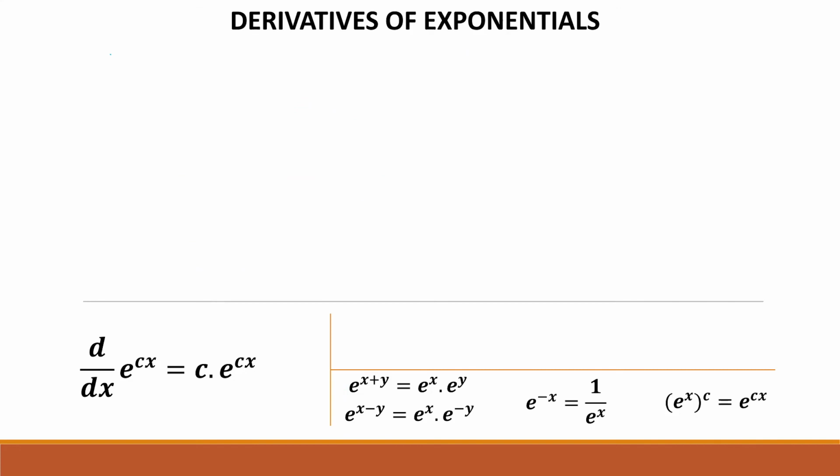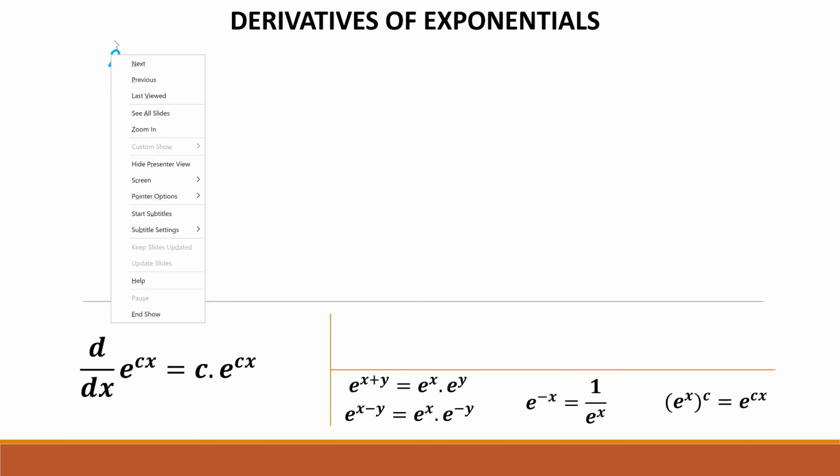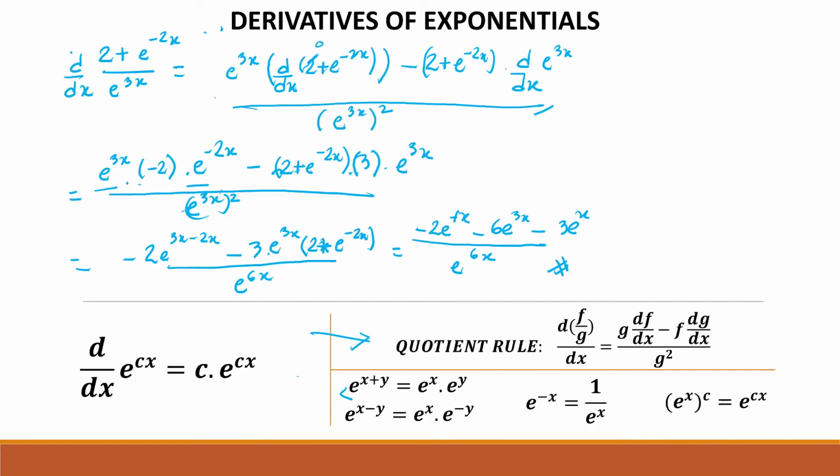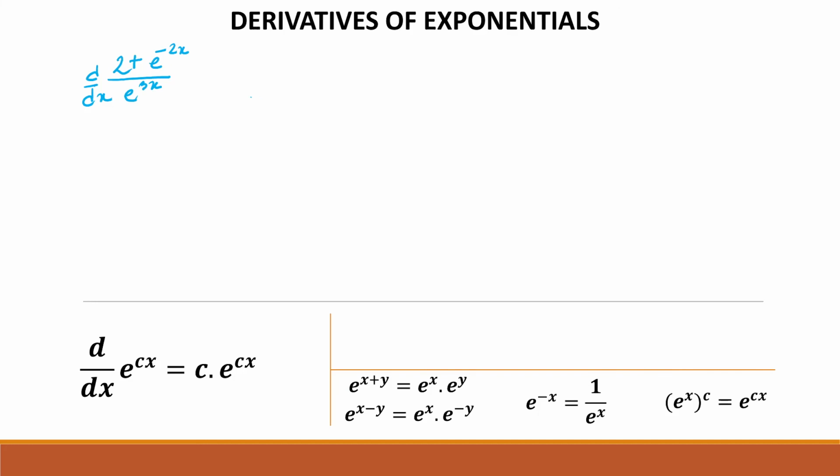Now in the same example that we just did before, say we had 2 plus e to the power minus 2x divided by e to the power 3x. We had to find the derivative. It was the same example as before, this one. Now say we don't want to apply the quotient rule here, so we can simplify this term by using the basic properties of exponentials. I'm just trying to show you how important the basic properties of exponentials are here.